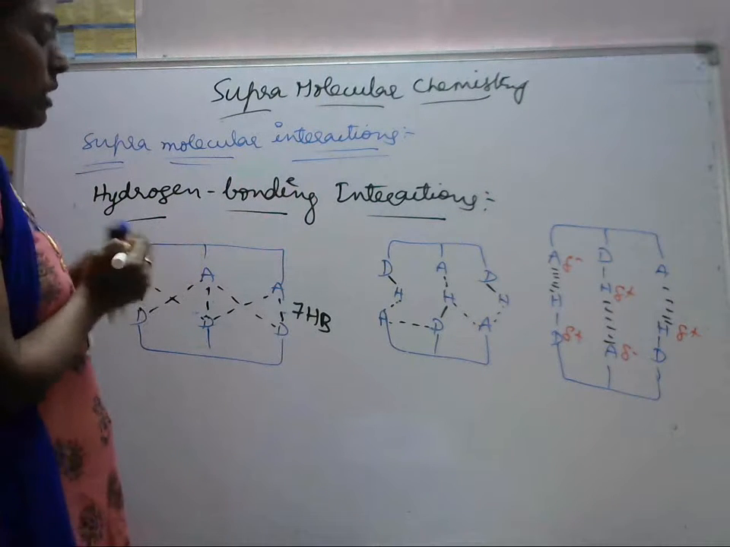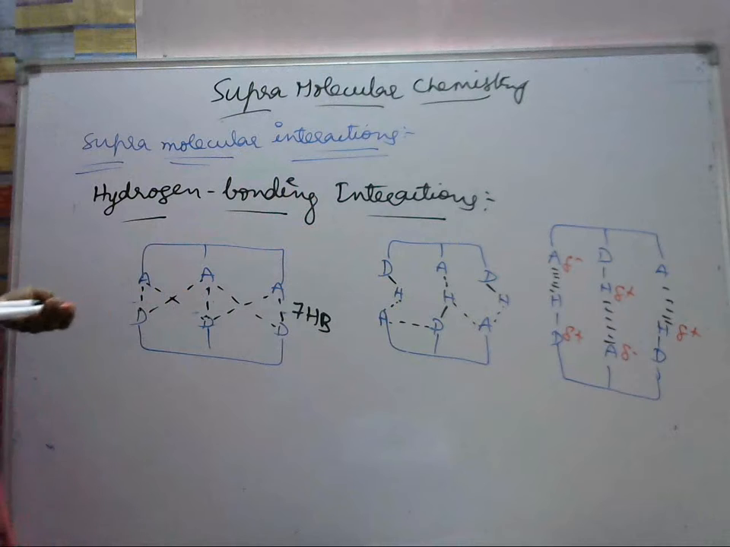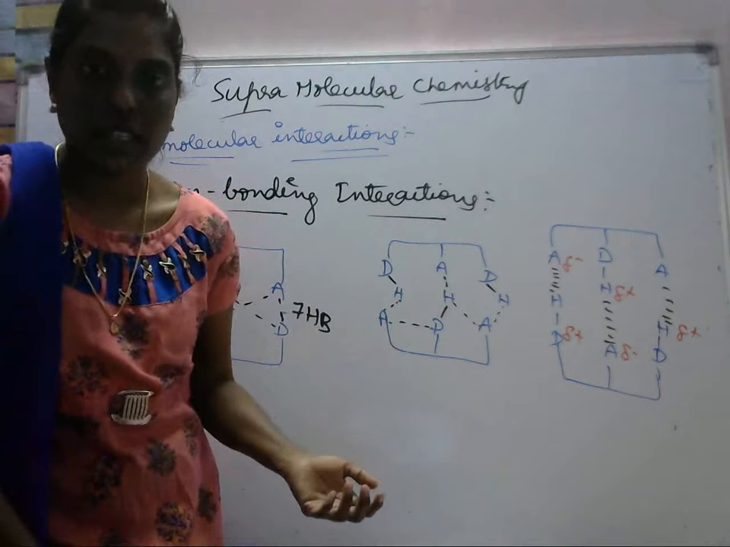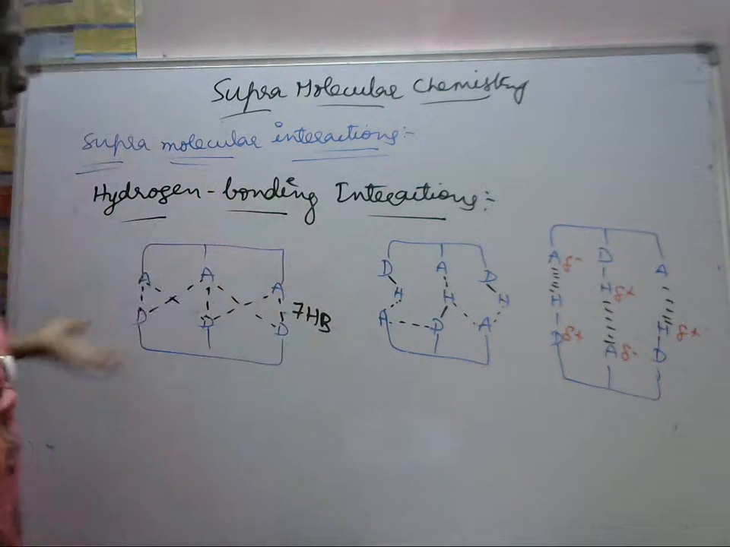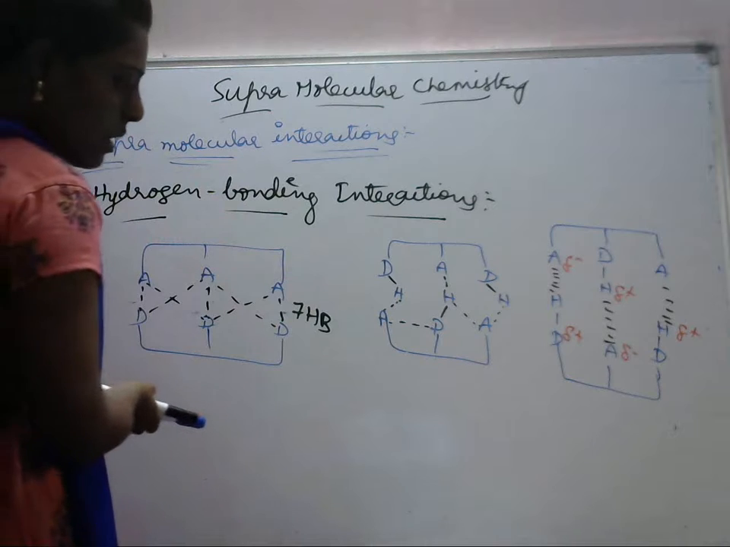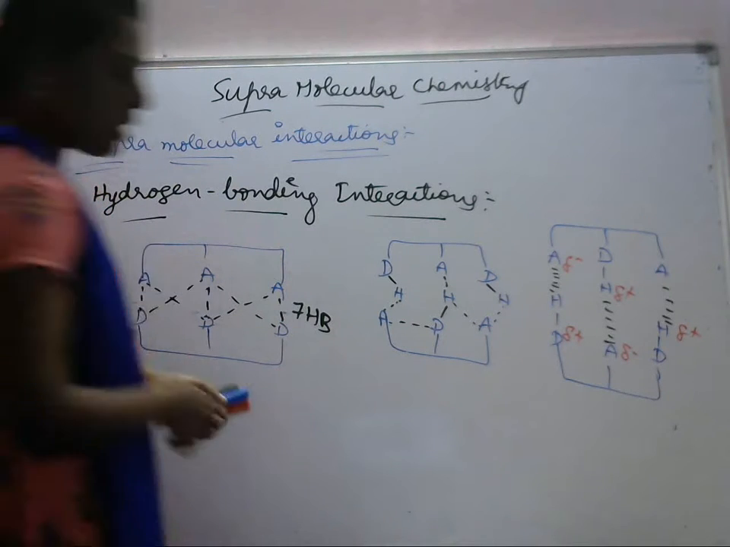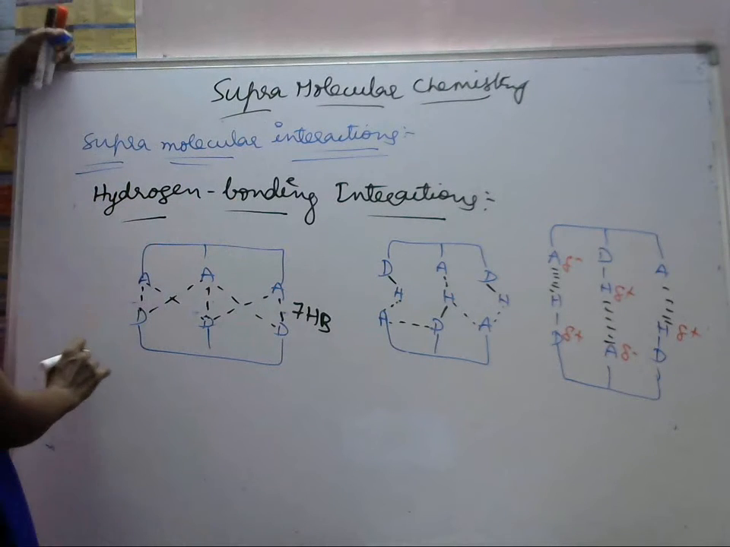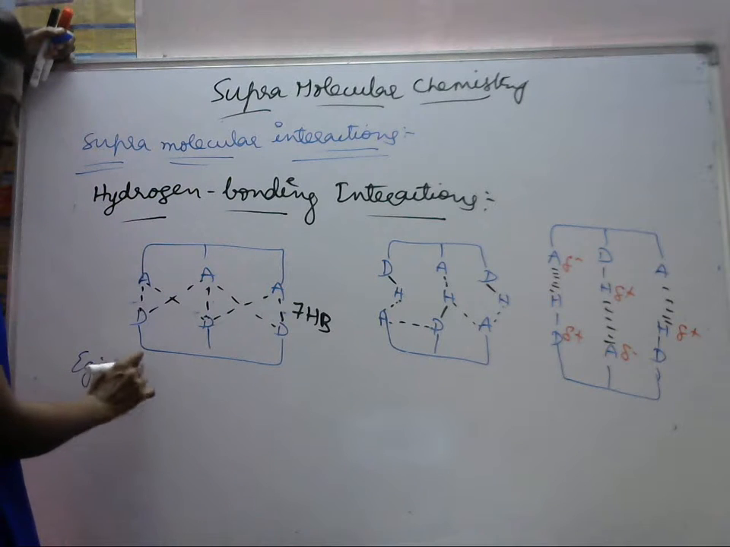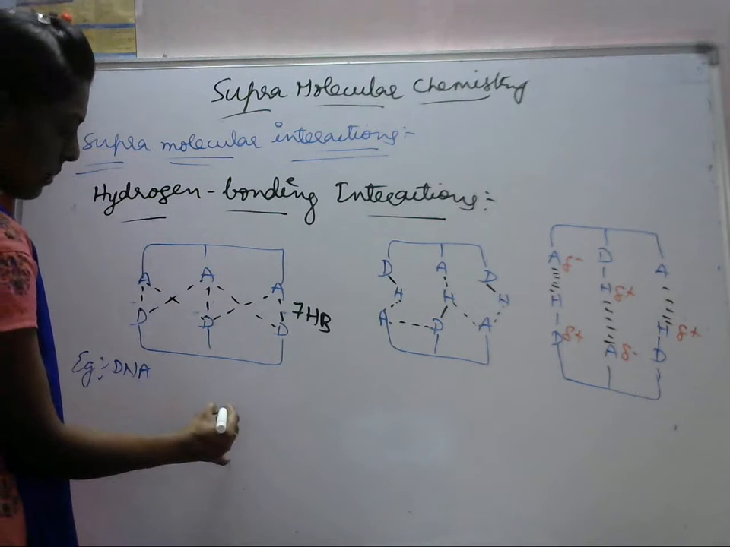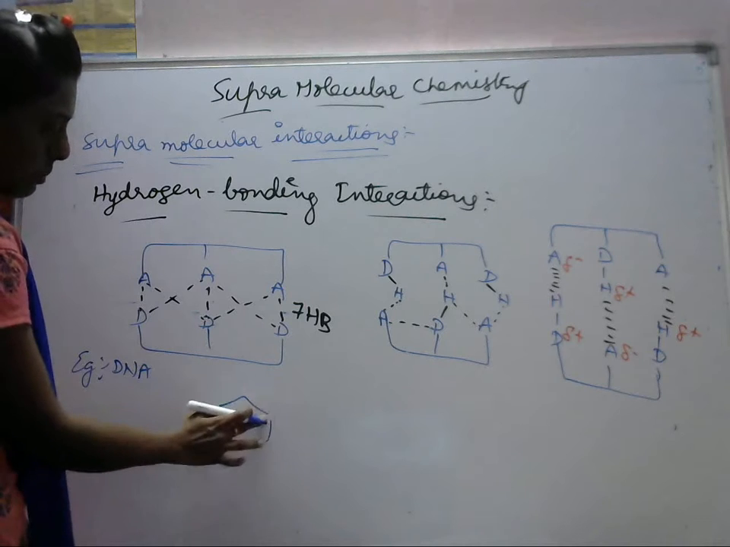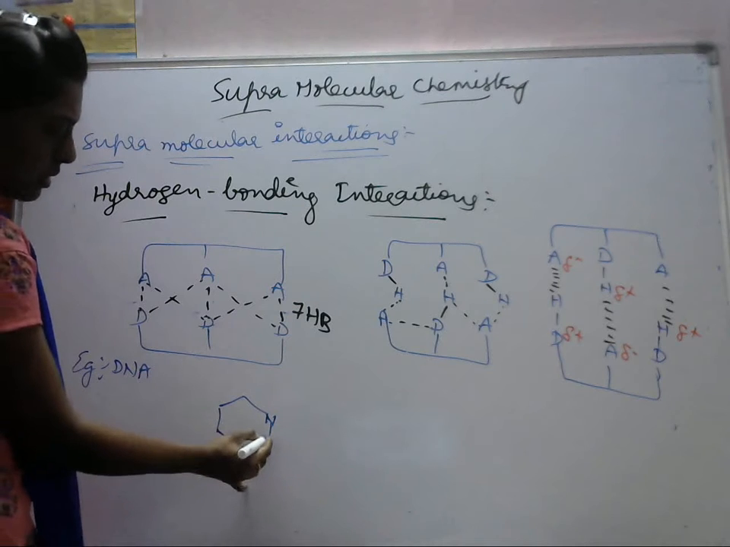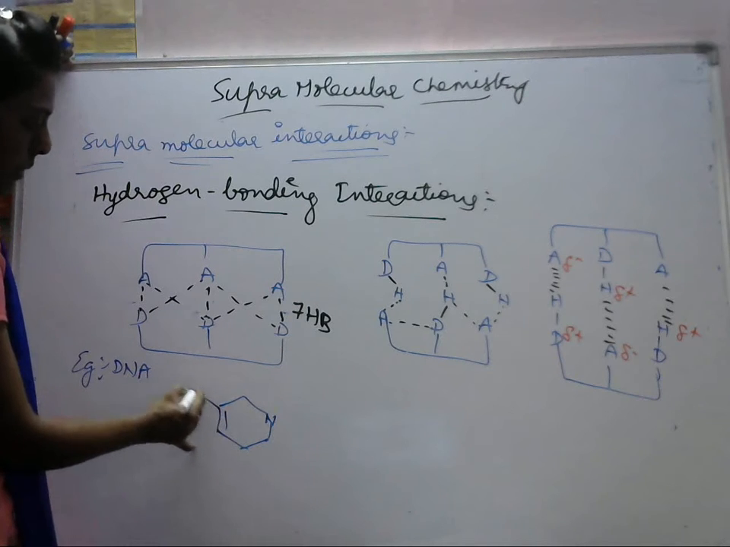For example, DNA I have already explained in the third paper, in the nucleic acids chapter, where I discussed how hydrogen bonding is present between the bases, in nucleosides and nucleotides. Let's see one example, DNA. We have to take the pyrimidines and purines. You can take this one.